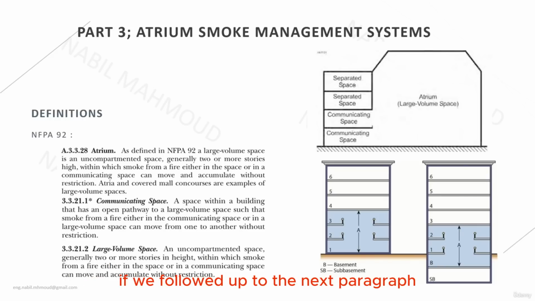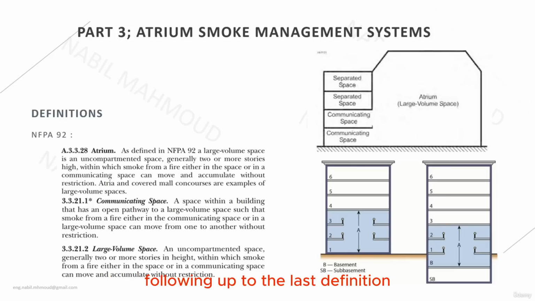If we follow up to the next paragraph, paragraph number 3.3.21.1, this paragraph defines the communicating space. Communicating space is the space within a building that has an open pathway to a large volume space, such that smoke from a fire, either in the communicating space or in the large volume space, can move from one to another without restriction. These are the definitions of the atrium and communicating space in accordance with NFPA 92, which is the standard for smoke control systems.